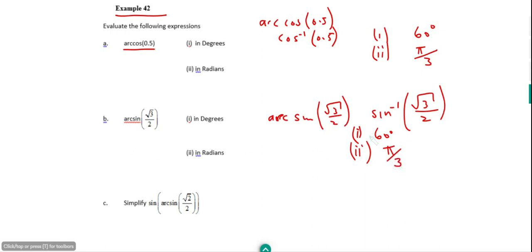So you can either use the radians function on your calculator, or you should know how to convert the 60 degrees into radians given the formula that we've given you earlier.